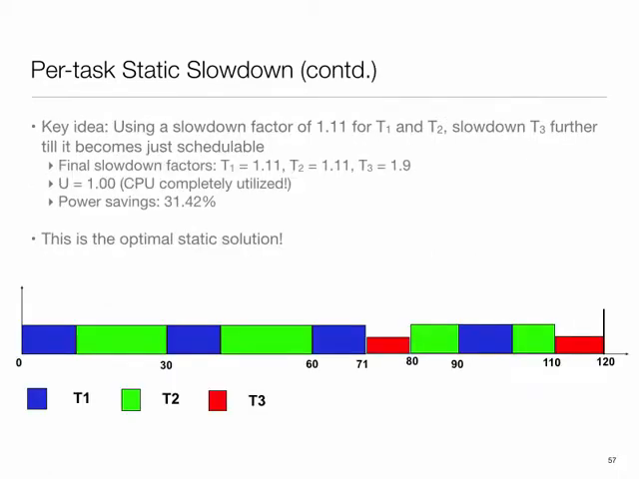The upshot is that if I do things optimally for this particular example, then I can slow down task 1 by 11%, task 2 by 11%, task 3 by 90%, and my total power saving is going to be 31.42% or so, ignoring the overheads of changing the voltage and all. My CPU will be 100% occupied, and all the deadlines will be met. So the moral of the story here is there are systematic ways one can approach this even when deadline is an issue, provided you are able to make use of some of the real-time scheduler process.